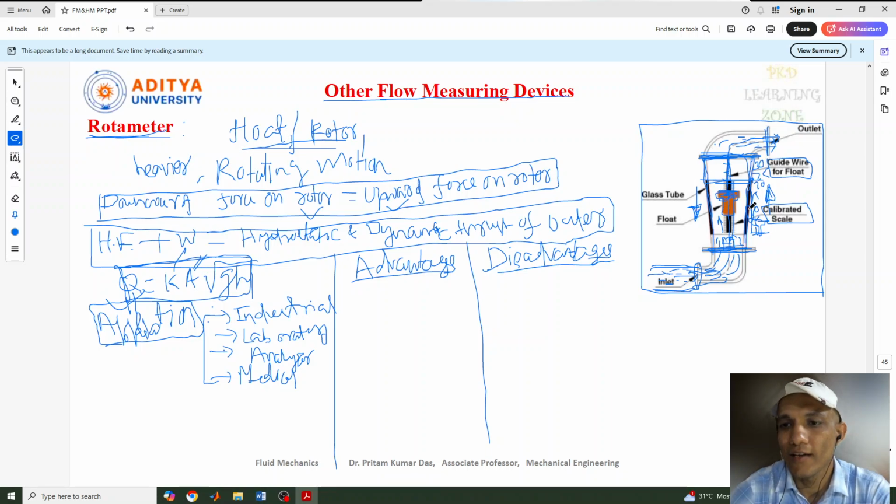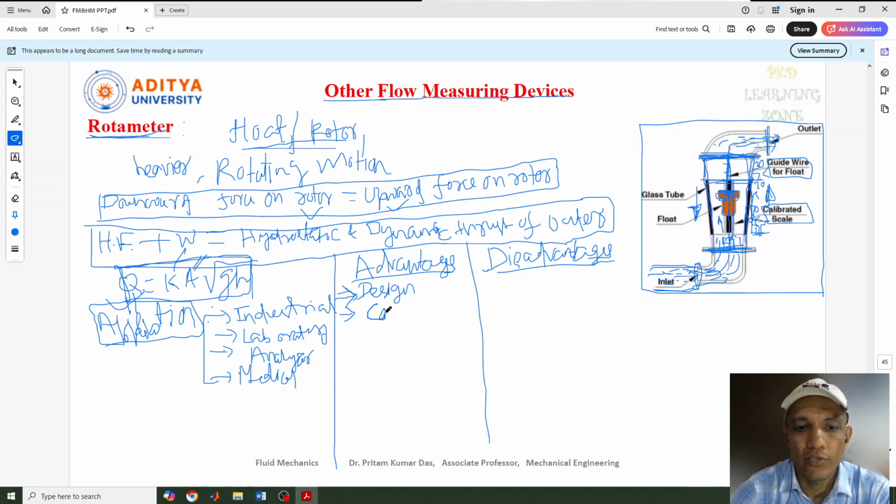By seeing this setup, you can see this is very simple, very simple in design. I'll write this point first so that we can identify this is a positive comment. So, simple in design. The cost, obviously, if I'm writing on the advantages side, the cost will be less. And low pressure drop we can say is there in this.